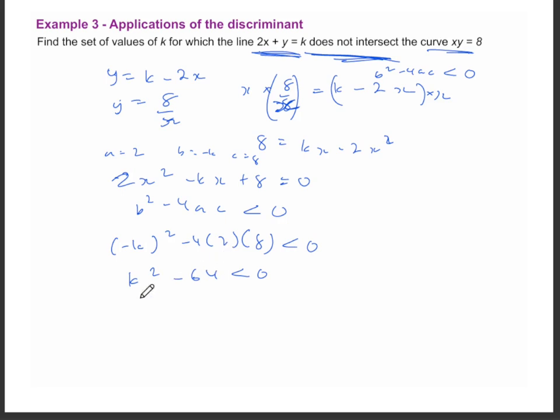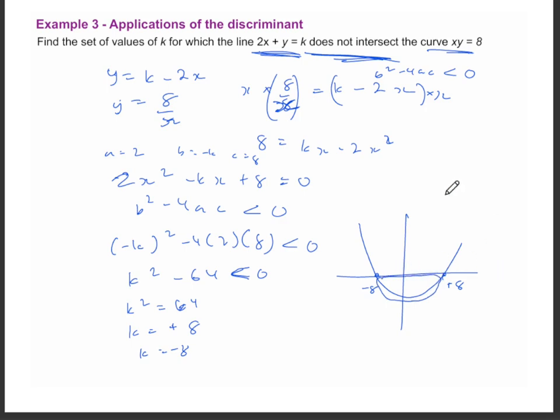Again, same thing. We equate it to 0 first. K squared equals 64, and we can square root. We get k equals plus 8 and k equals minus 8. And again, we draw it on our graph and see what values we need. Minus 8, plus 8. And we need the values that are less than 0, which is going to be this middle section right here. And this middle section are the values between negative 8 and positive 8.